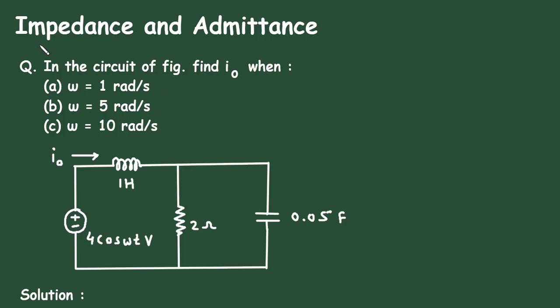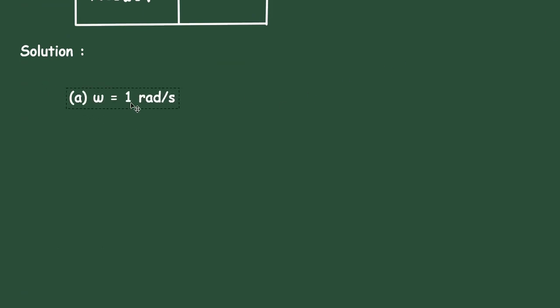In this video, we will see an example on impedance and admittance. Question: in the circuit of figure, find Io when omega is equal to 1 radian per second. This is our first problem. So solution: first we will solve for omega is equal to 1 radian per second. So this is problem A.